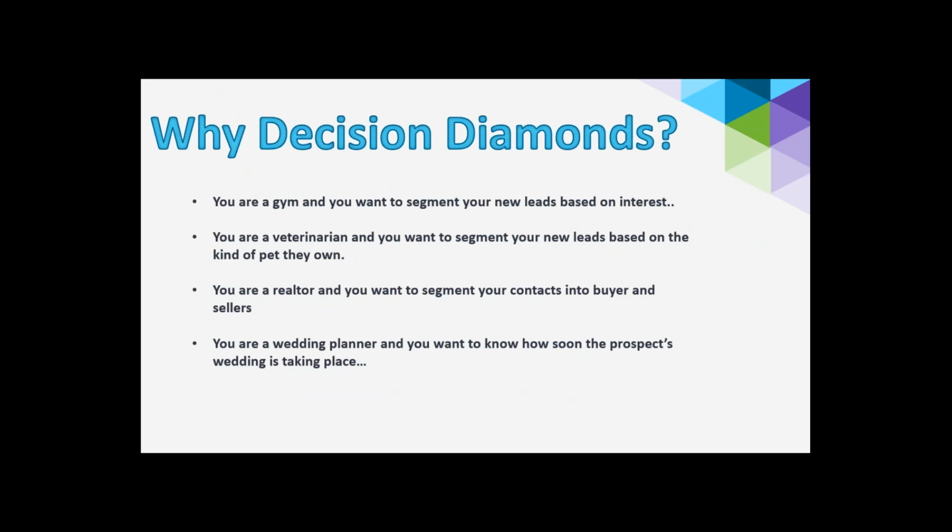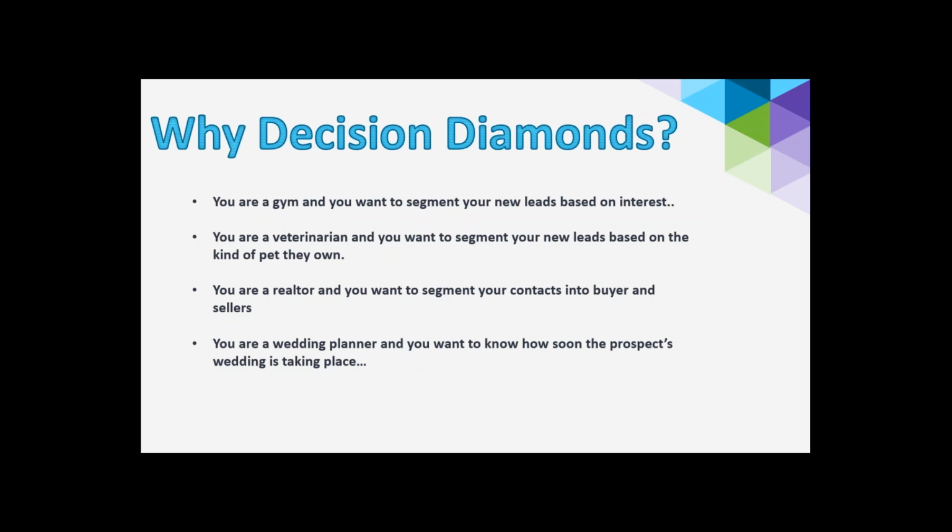So let me give you a few scenarios. You own a gym, and you want to segment your leads based on interest. They want to lose weight, they want to gain muscle, or they just want to get fit. You may be a veterinarian, and you want to segment your new leads based on the kind of pet they own. They may have a dog, they may have a cat, or they may have a small animal like a gerbil or something, and you want to send the right information based on what kind of pet they have. You don't want to send a cat owner heartworm medicine for dog information, because they'll have less chance of opening it because they're not getting the right information.